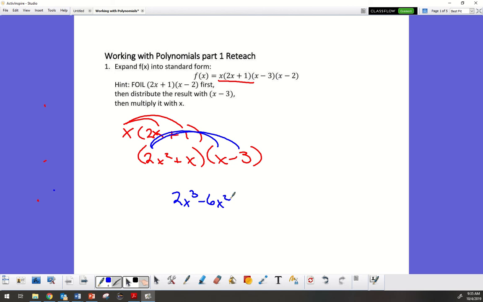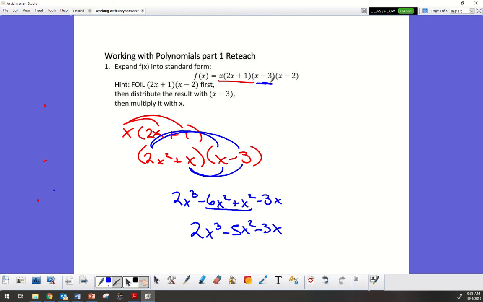Now let's go for the second one, which is right here. So I'm going to go x times x is positive x squared. And then x times negative 3, negative 3x. Combine terms. So combining terms, I get a 2x cubed. And I have these two right here that I have to combine. So together, that's a negative 5x squared minus 3x. All right, so that takes care of this one right here.